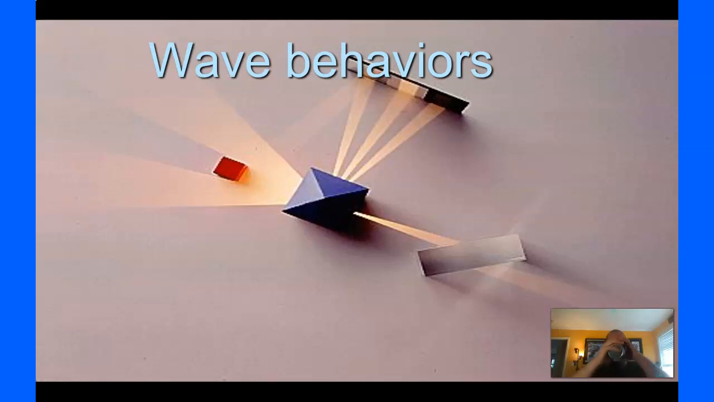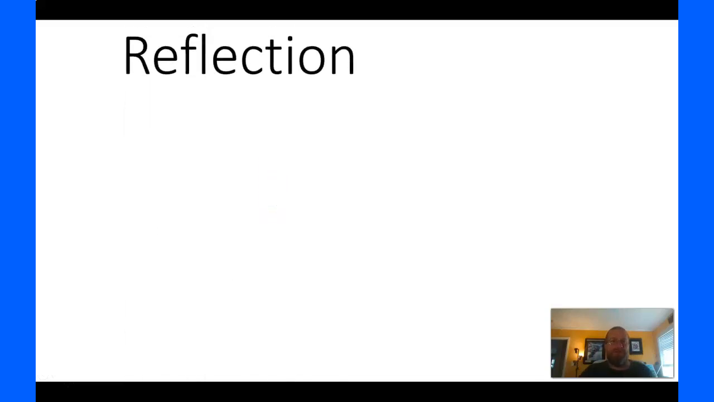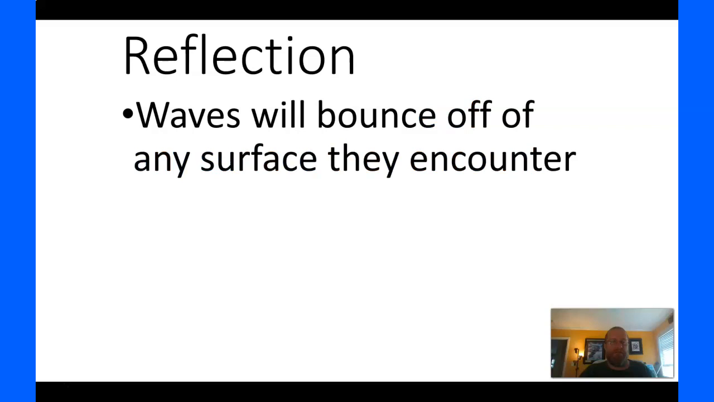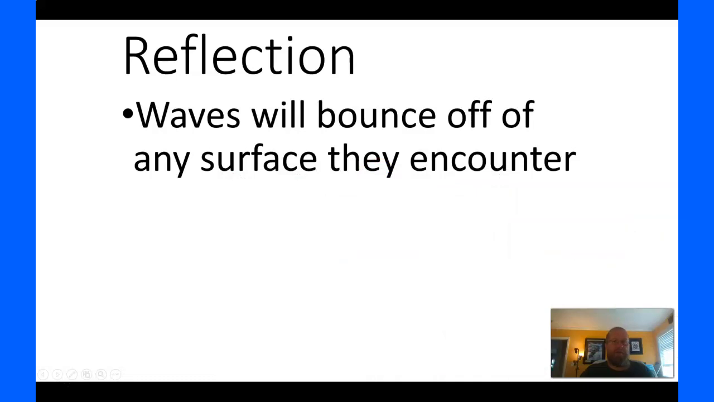Alright. Sip of water to get started. And here we go. We're talking about wave behaviors today. The first behavior we're going to talk about is reflection. It is defined as waves will bounce off of any surface they encounter. So I want you to put that right here where it says reflection. Plenty of space to write two little lines of text. Pause if you need to, finish writing it down, and I am moving on.